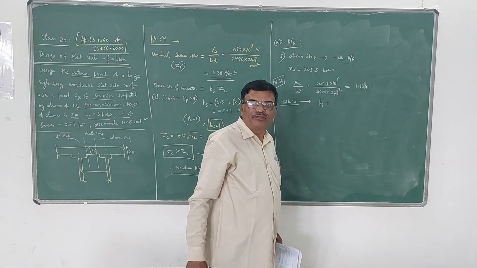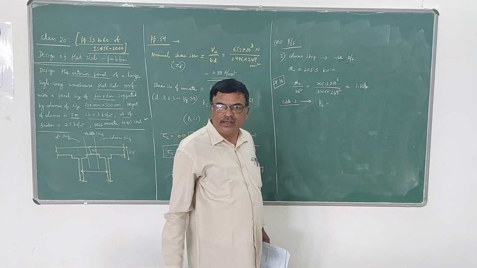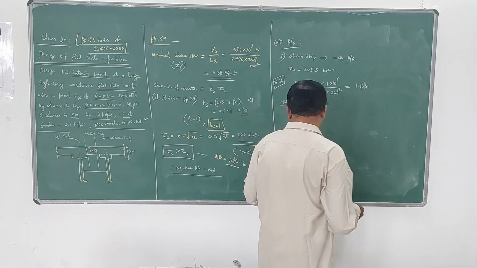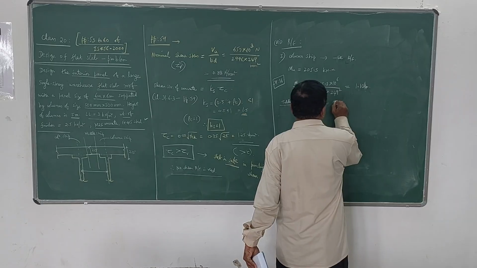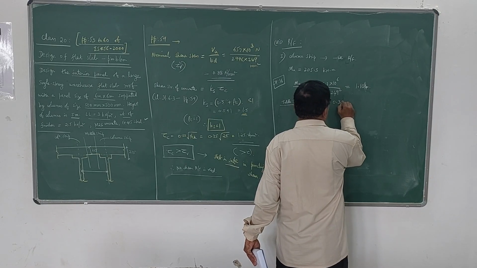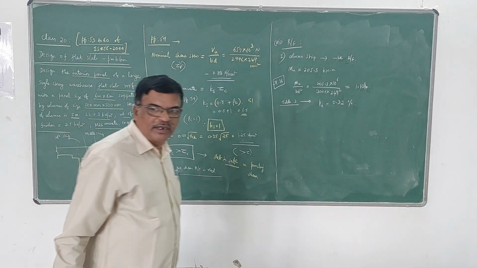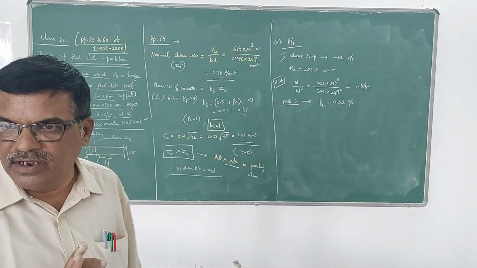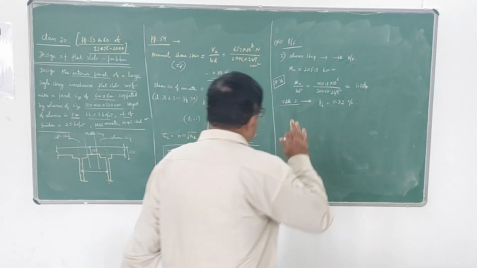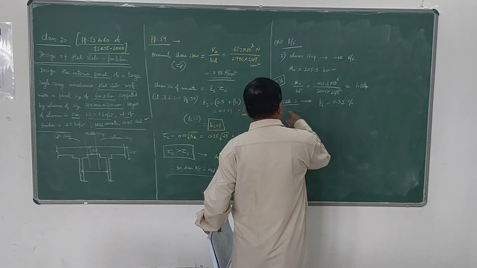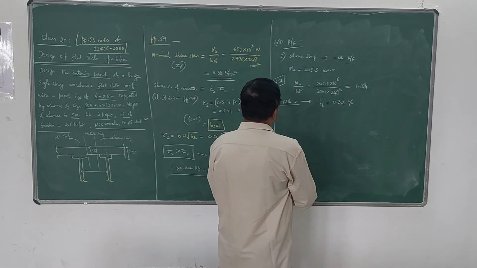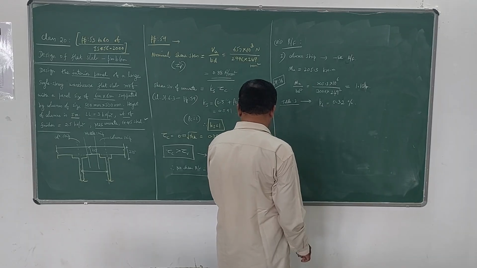So the percentage of steel here I can write as 0.32%. You can read it directly from that table. You need not use that equation if you are using SP16. Table 3 is on page number 11, so you can just refer to table 3 of SP16.